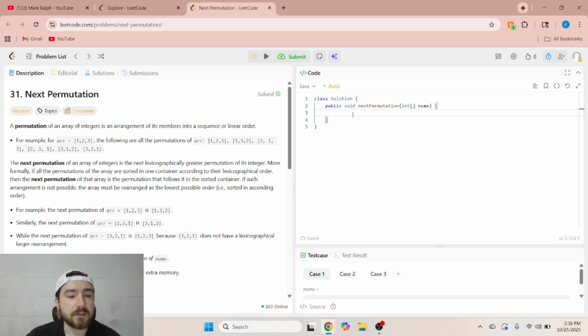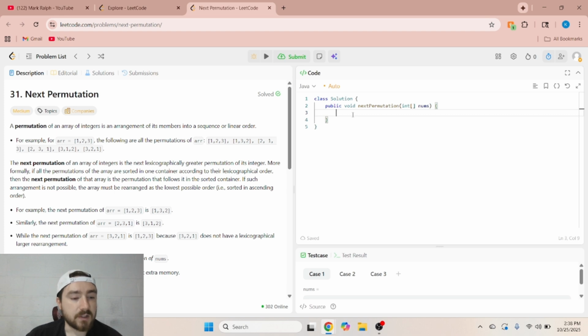If all the permutations of the array are sorted in one container according to their lexicographical order, then the next permutation of that array is the permutation that follows in the sorted container. If such arrangement is not possible, the array must be rearranged as the lowest possible order, i.e. sorted in ascending order. For example, the next permutation of 1, 2, 3 is 1, 3, 2. The next of 2, 3, 1 is 3, 1, 2.